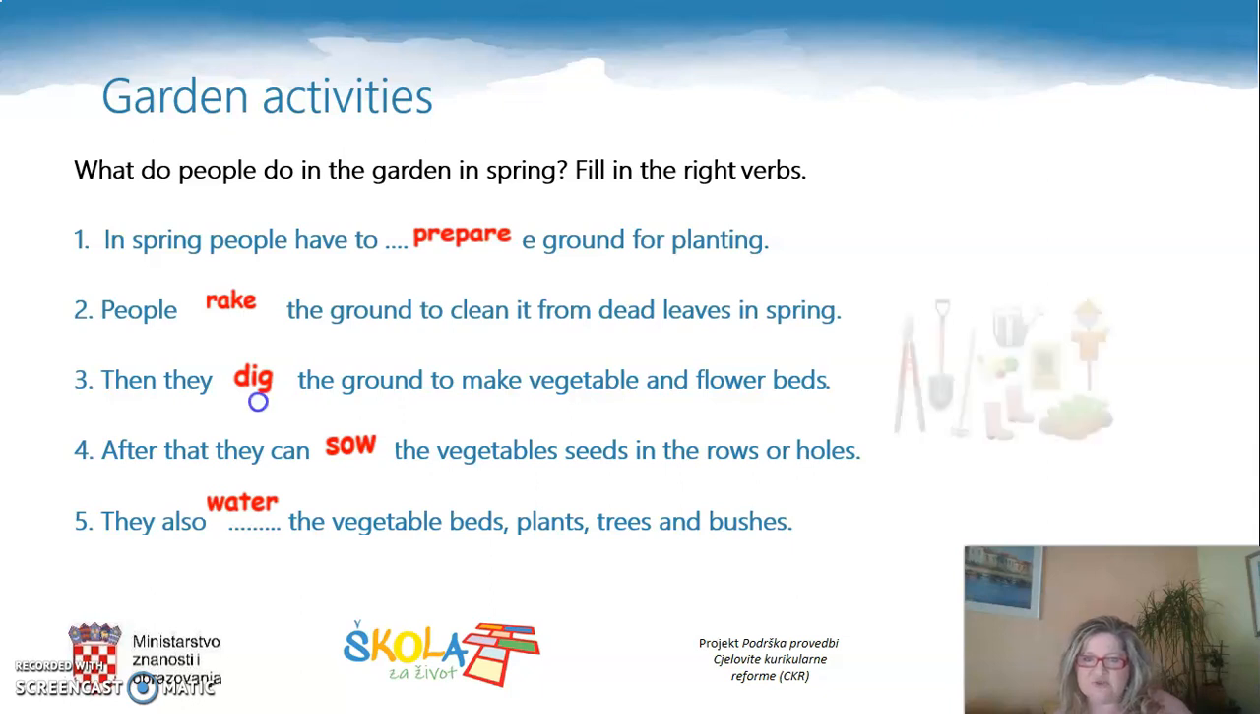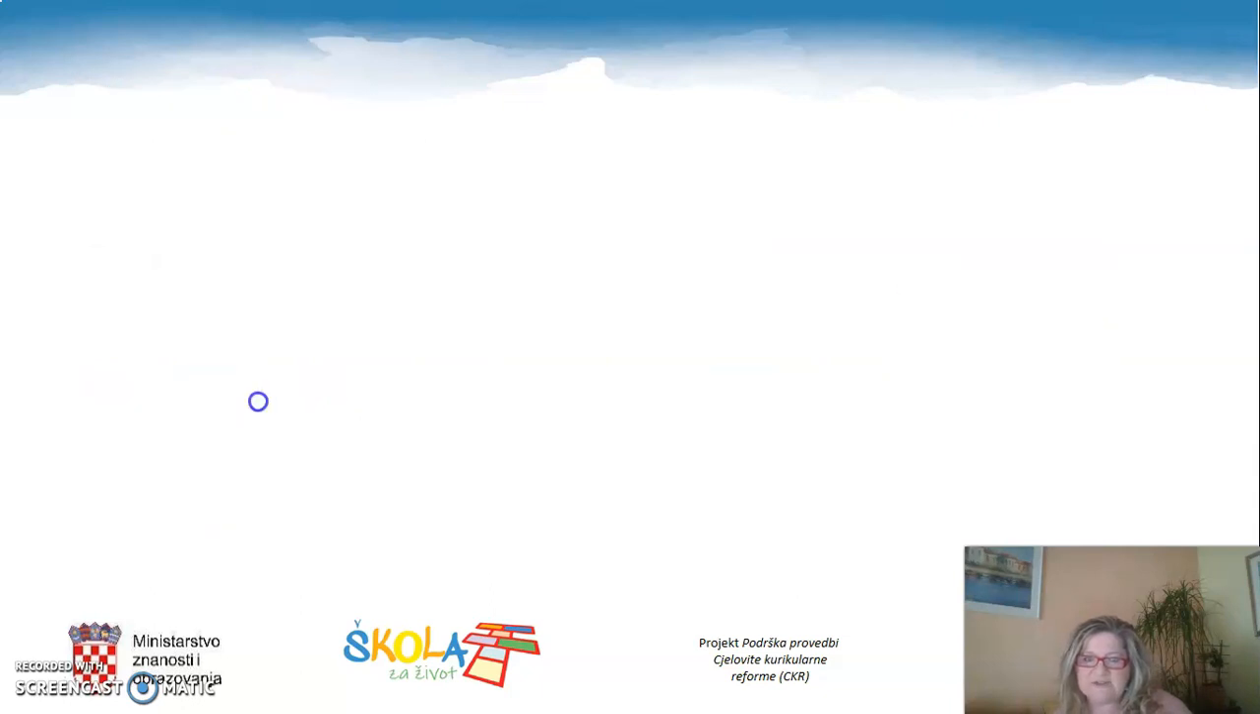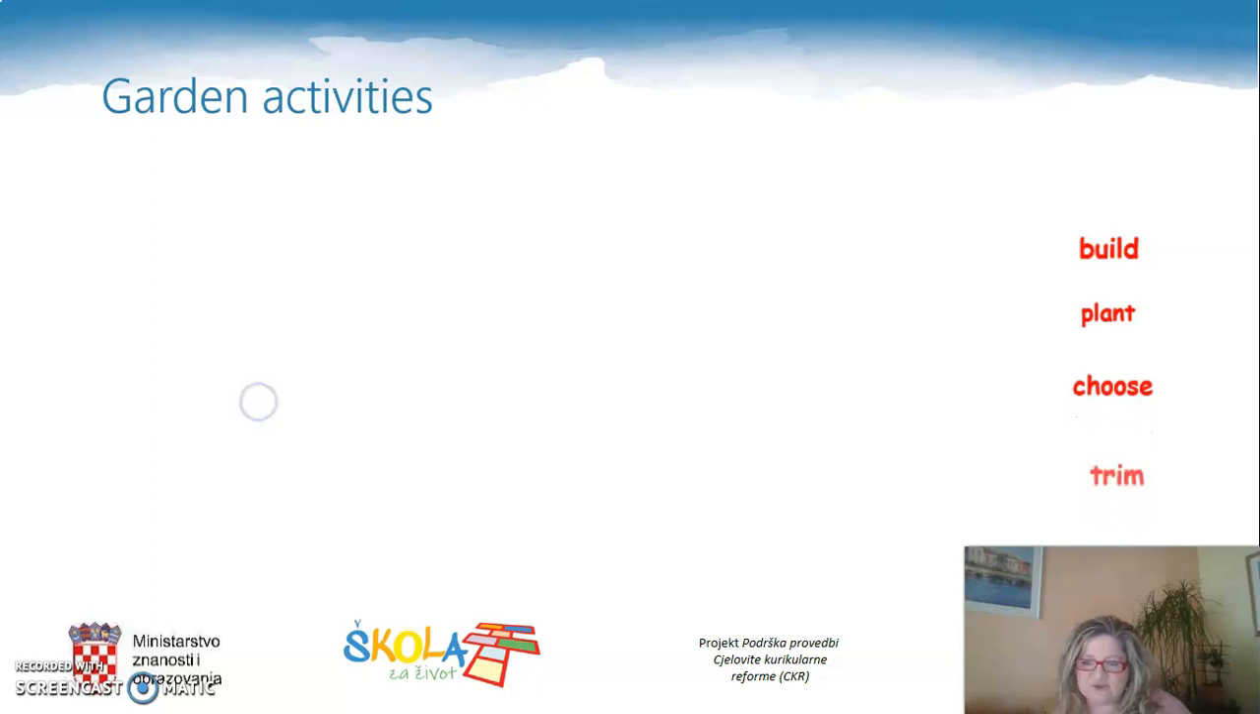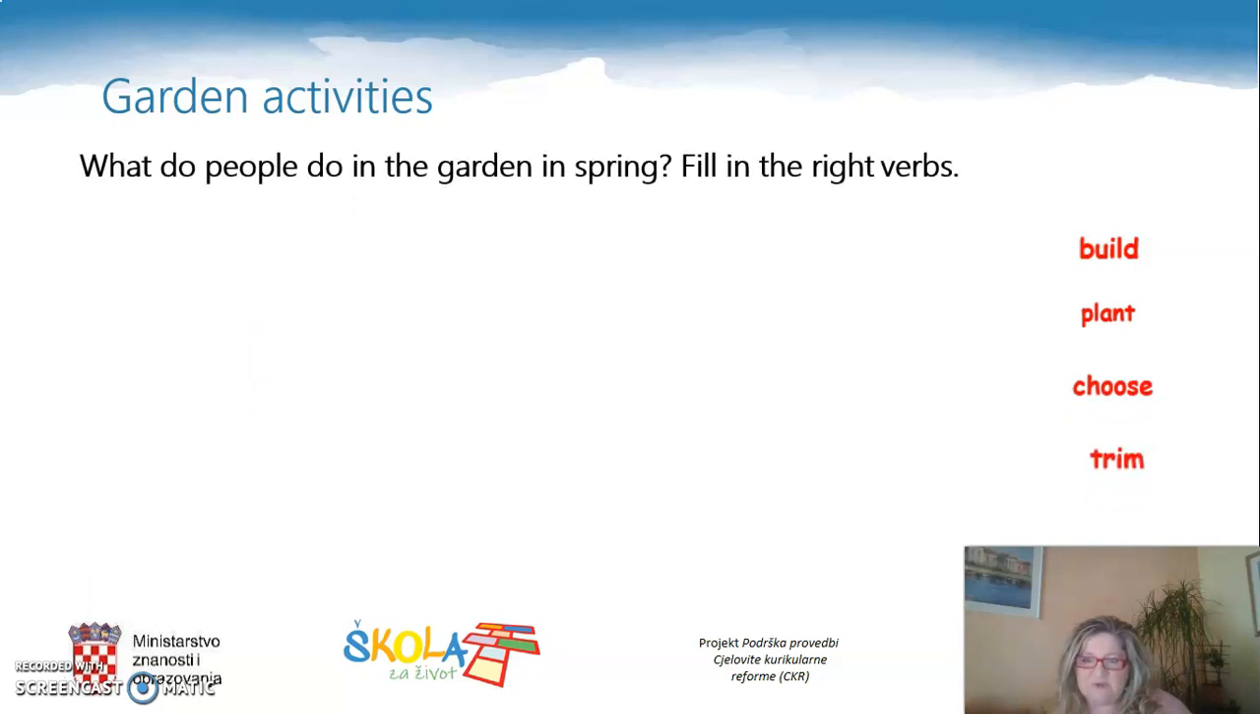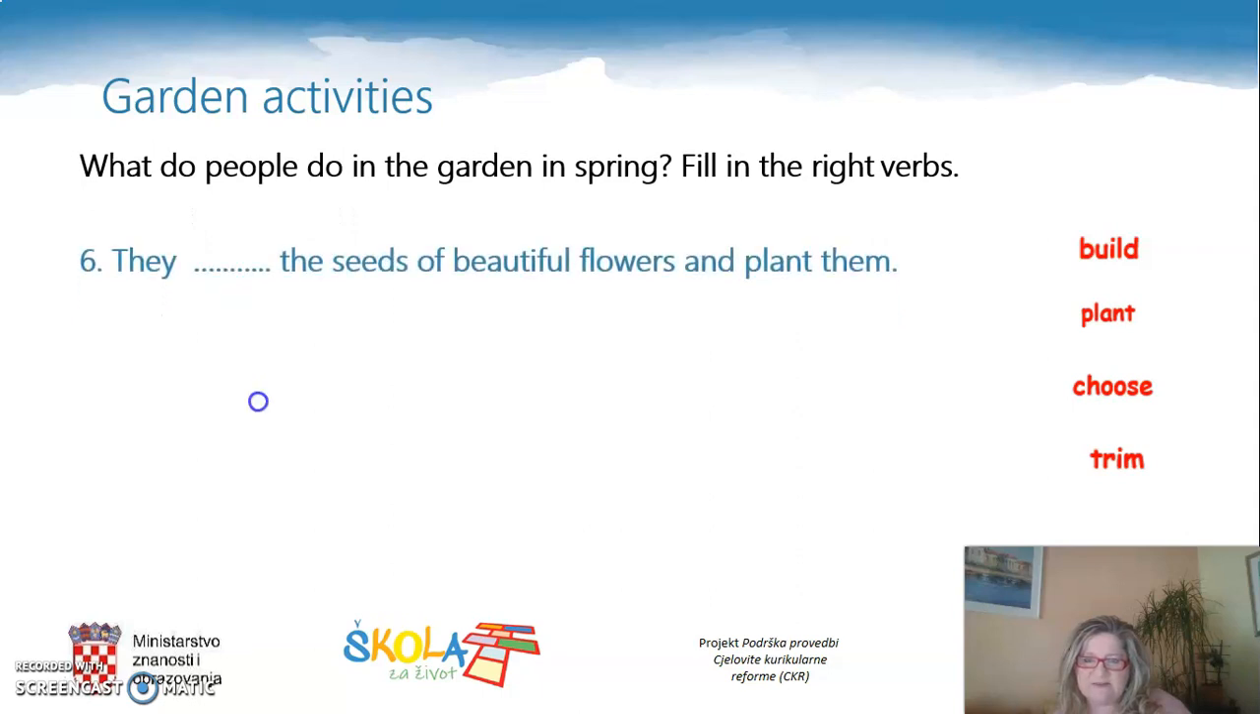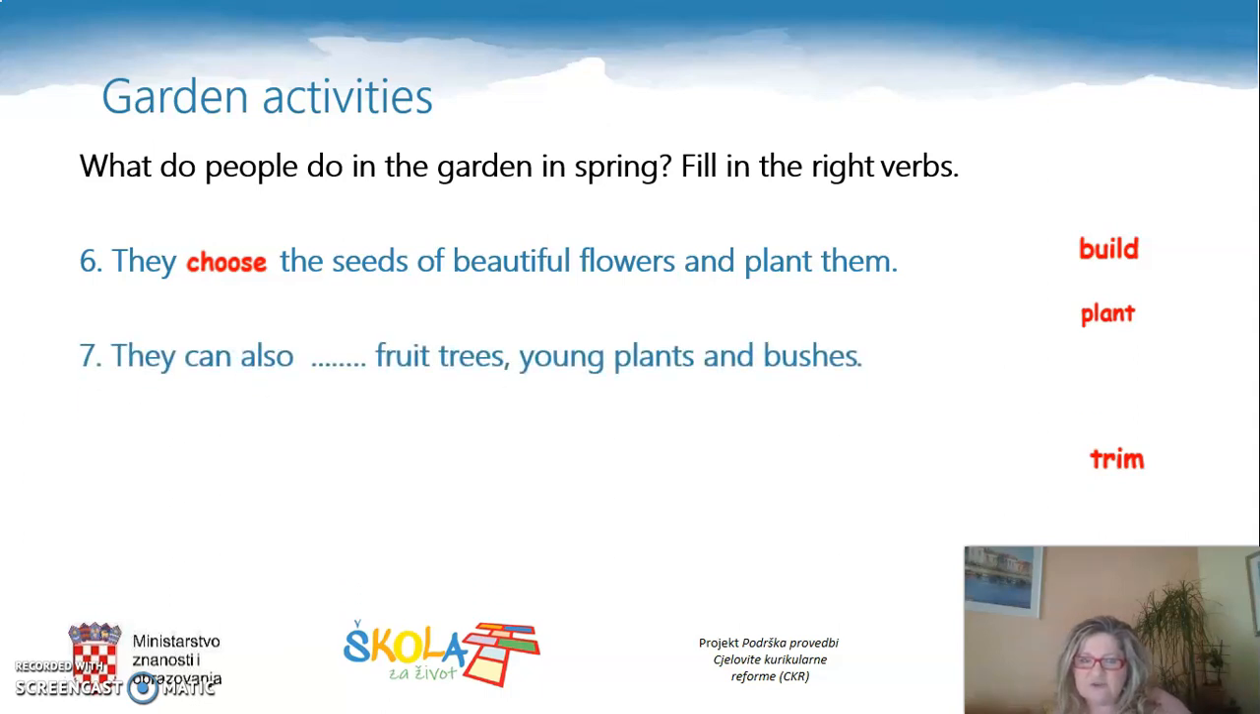I hope it wasn't too hard. Now let's do just a few more. Build, graditi, plant, zasaditi, choose, odabrati i trim, obrezati. So let's fill in the blanks. They choose the seeds of beautiful flowers and plant them. Oni odabiru sjemenke prekrasnog cvijeća i sade ih. Također mogu voćke drveća, mlade presadnice i grmlje, što naravno posaditi.